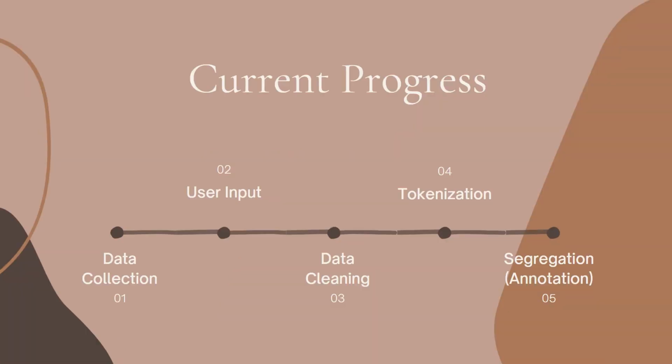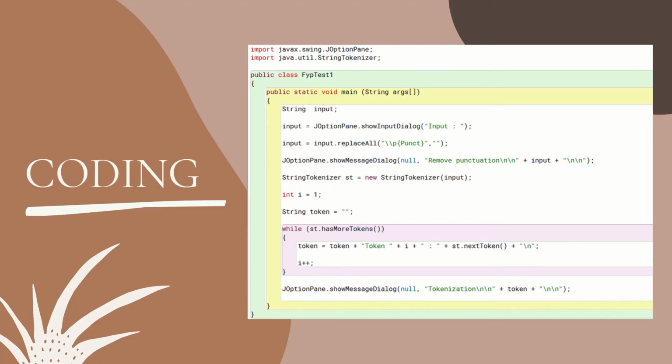Basically, this is my current progress. Firstly, data collection. Secondly, user input. Third, data cleaning. Fourth, tokenization. And lastly, segregation, which is still in progress. So this is my current coding right now. This coding includes the user input, data cleaning, and tokenization.